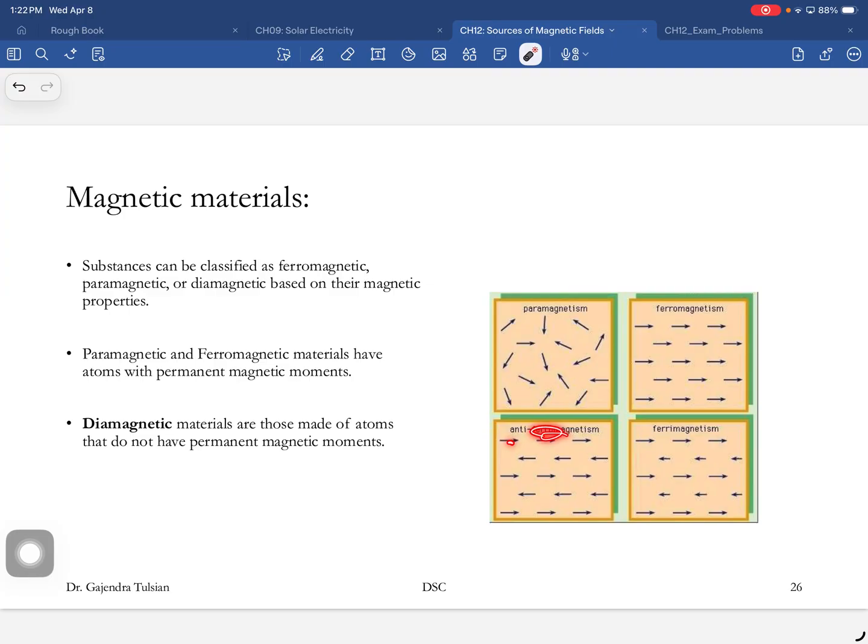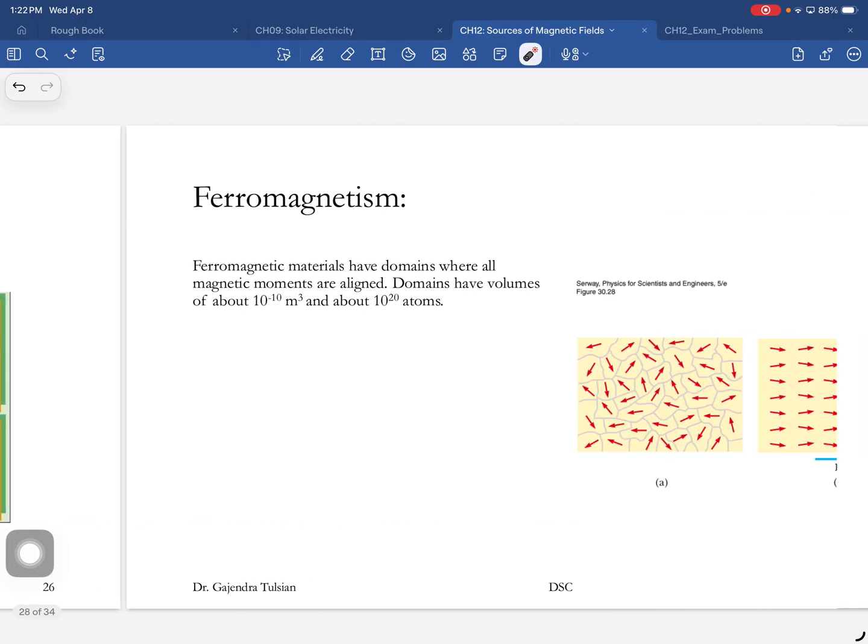There are other subclasses, such as antiferromagnetic materials, but we won't worry about that. In a ferromagnetic material, they cooperate and you can make them all align together.